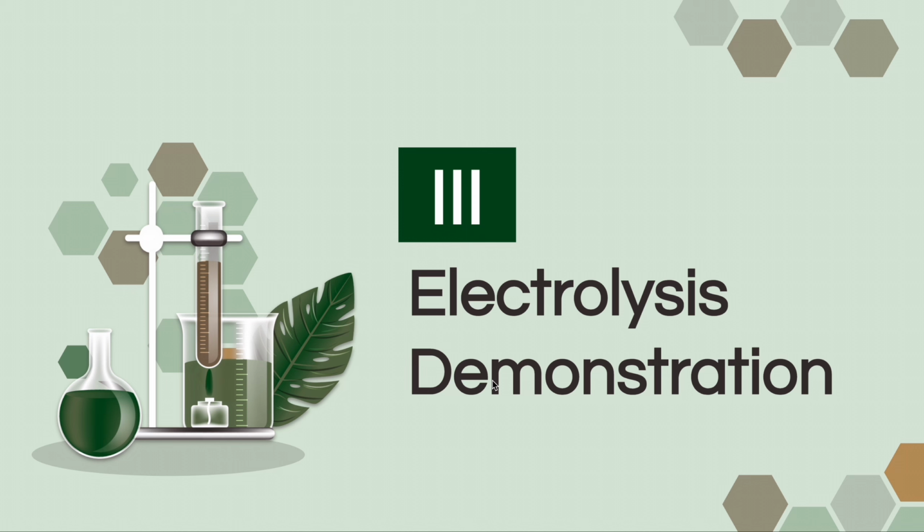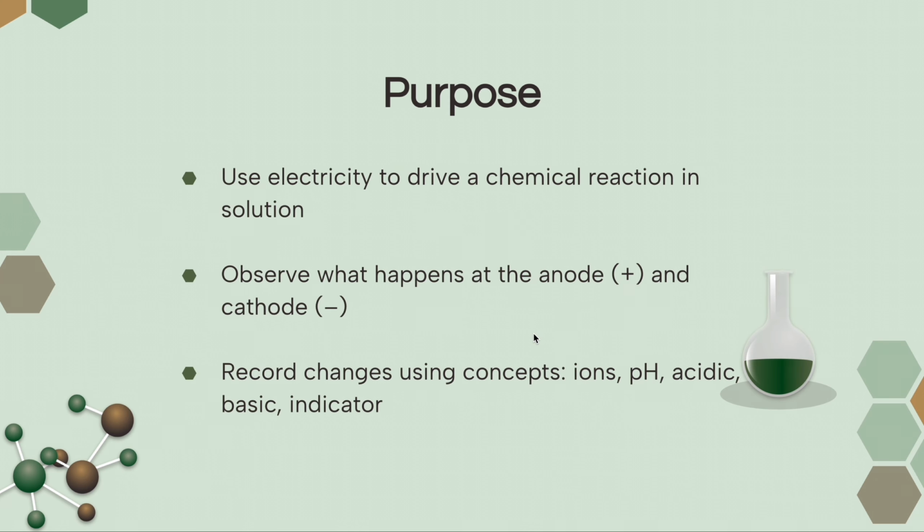Okay, now I'll talk about the experiment that we'll do. Our purpose is to use electricity to drive a chemical reaction in solution. So we'll observe what happens at the anode and the cathode and record the changes we see using the concepts of ions, pH, acidic, basic, and indicators.